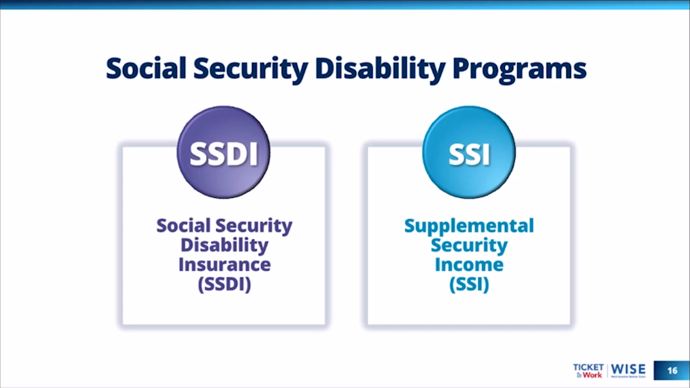And then we look at the SSI program. The Supplemental Security Income program is a needs-based program that does not require a work history. It is, again, provided to people who have a disability and are unable to work, whether they've worked in the past or have not worked long enough to become insured for the insurance program.